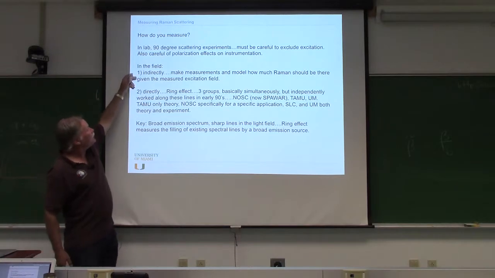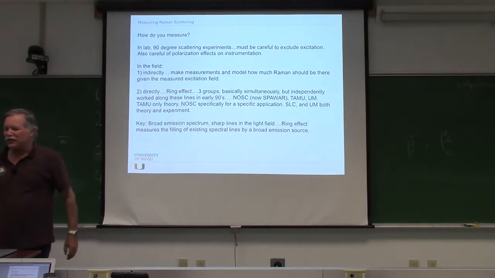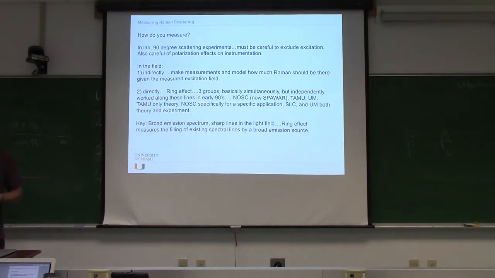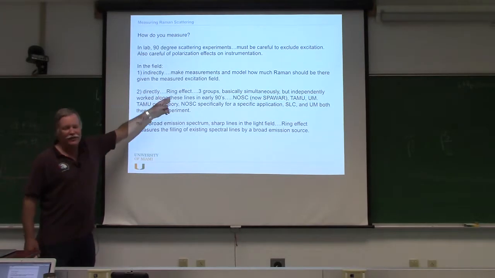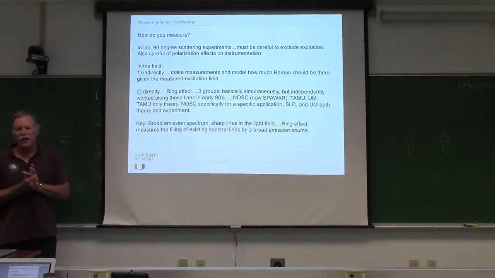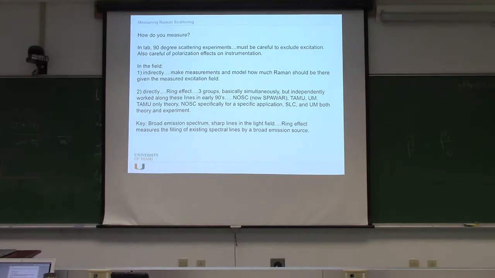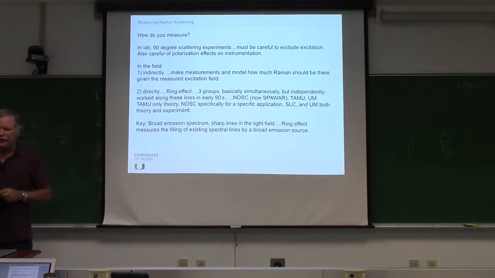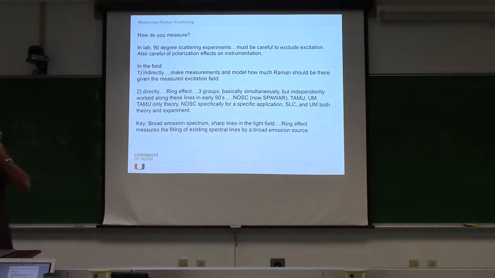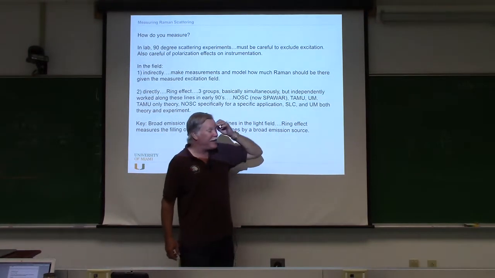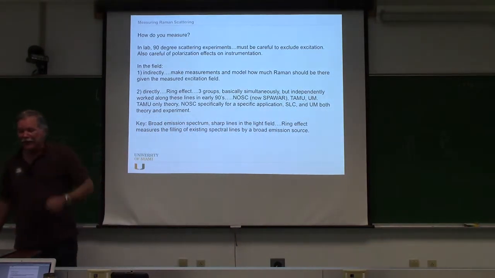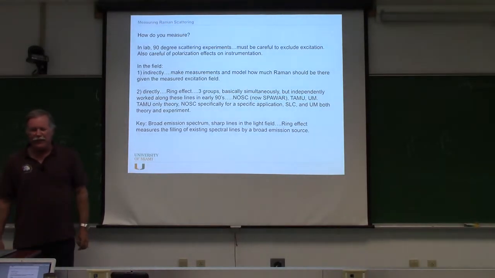So in the field, you can measure it indirectly. Basically, you take measurements of the upwelling light field, and you model how much Raman should be there, and then you look at the difference. Directly, there's this thing called the ring effect. A group at NASA, which is now SPAWAR in San Diego, a group at Texas A&M, and then we were working on it at UM.